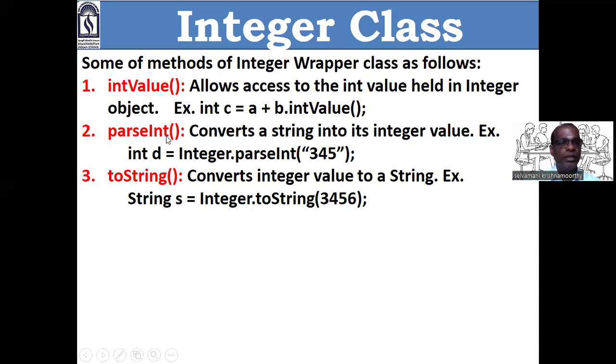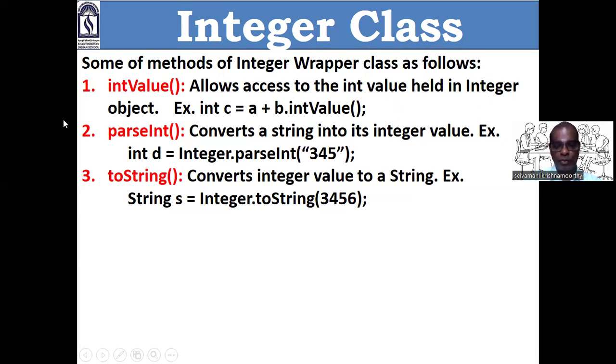intValue, parseInt, toString. This parseInt we already studied yesterday, in the previous class, Java video lesson number 21. What is the use of parseInt? Just a recap: it converts a string into an integer. Okay, intValue, number 1. It allows access to the int value stored in an Integer object.